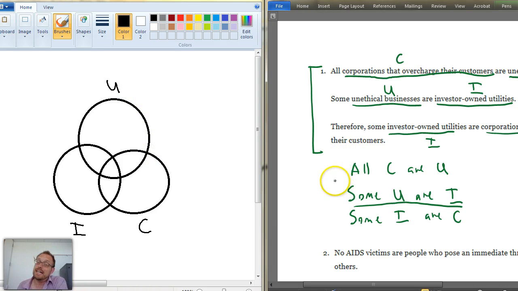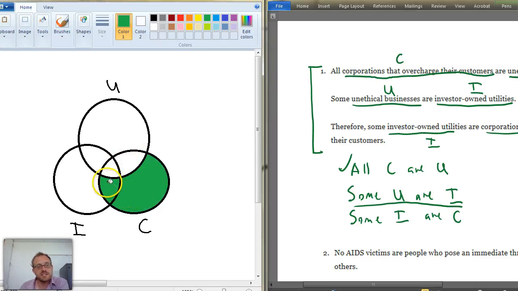Which premise do I diagram first? Well, always diagram the universals first. So that means I'm going to diagram this first one. Here we'll use green. Okay, all of the C's are U's. If all of the C's are U's, that means that all of my C's exist here. So that means there's nothing here, so I put my fill in these two sections. Okay, that's how I diagram that first one.